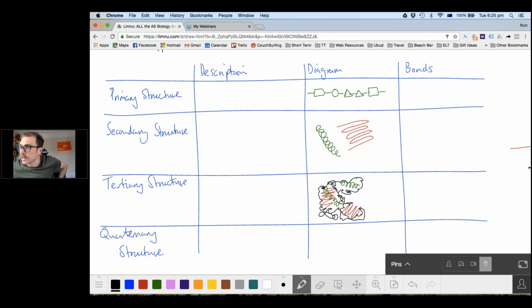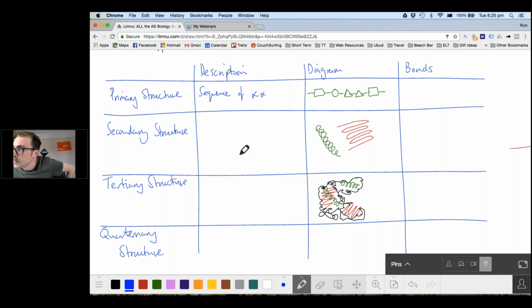Abigail, very nice. Okay, primary structure is a sequence of amino acids. It's the textbook definition. Alpha alpha is my shorthand for amino acids in the chain. So here the diagram is like this: amino acid square, circle, triangle, triangle, square. This is the particular sequence of amino acids. What bonds are involved in that? Has anyone told me that? No, I haven't asked you for that yet. Okay, let's do the description.